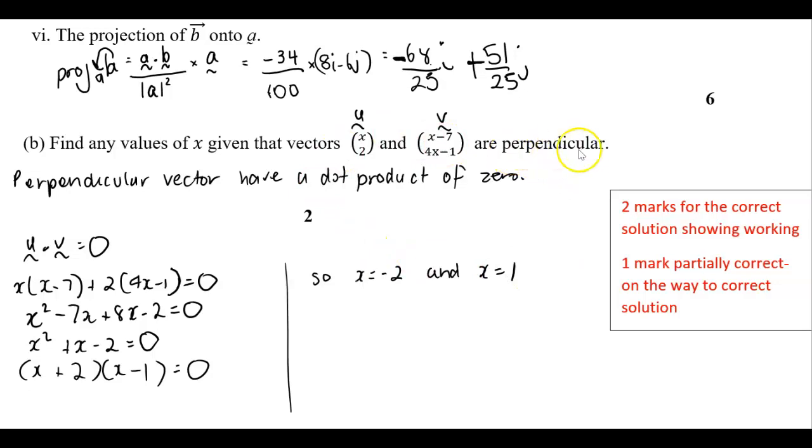So the keyword here is perpendicular. So noting, two vectors are perpendicular if they have a dot product of 0. So u and v, dot product of 0. We're timesing our x's. x times x minus 7 plus 2 times 4x minus 1 equals 0. You get a quadratic. We factorize our quadratic, solve our quadratic, and we get x is equal to minus 2 and x is equal to 1. I think we had a couple of people getting one of those answers only, so you need to show me my working out and give me both those answers to get your results, which was out of 2.